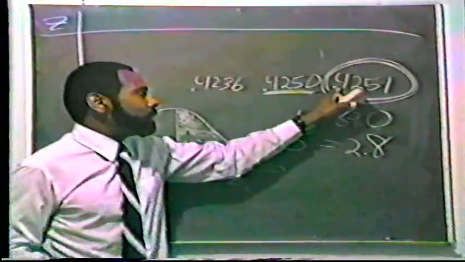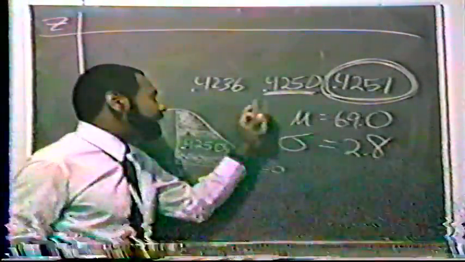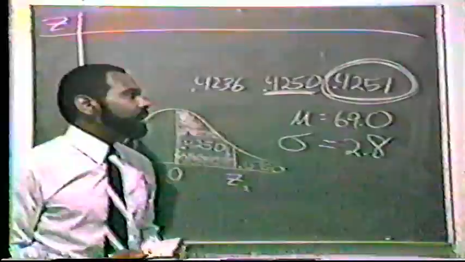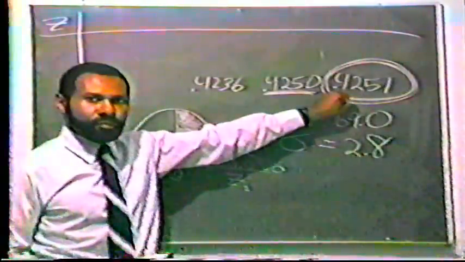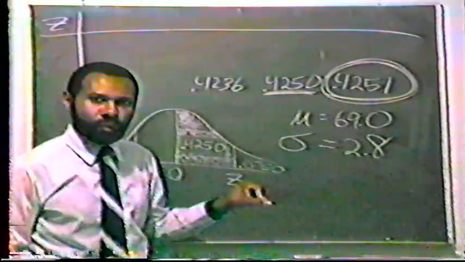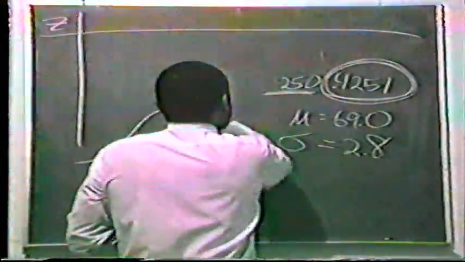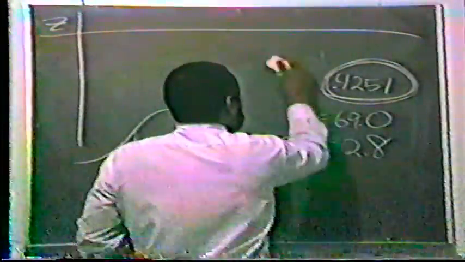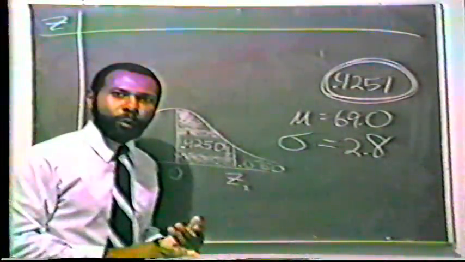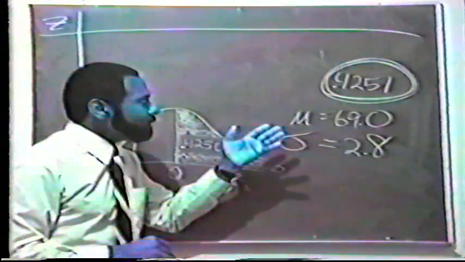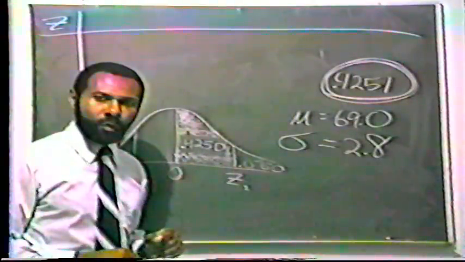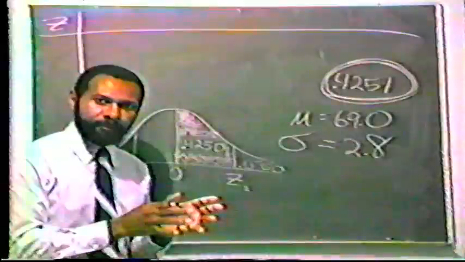0.4250 is closer to 0.4251 than it is to 0.4236. And because of that, that's the number that you use to find your z-score. You use the number that your number is closer to. So we can forget about the 0.4236, and we use the number that 0.4250 is closer to, and it's closer to 0.4251. So that's the number that we're going to use to find the z-score. Now we're ready to find the z-score.